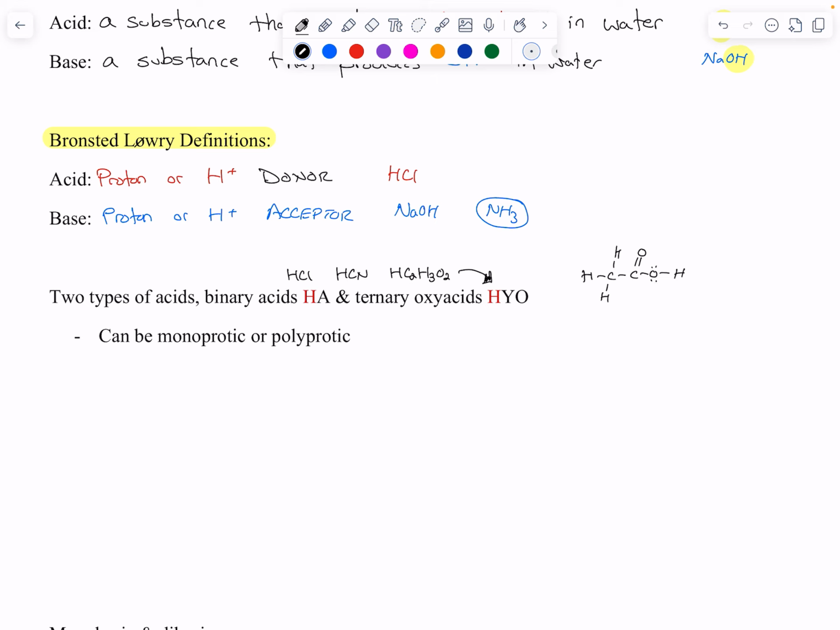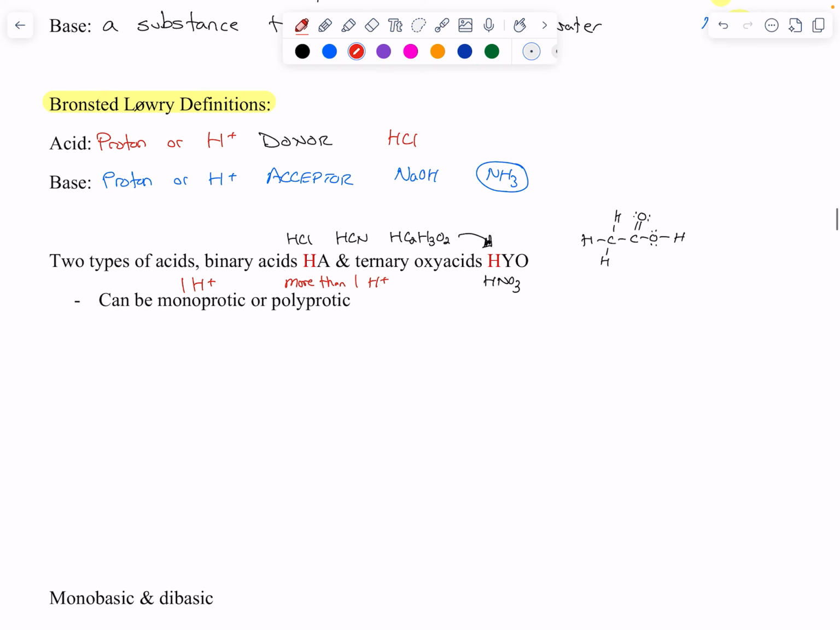And so, if I draw some lone pairs, these would be like HNO3. And they can be monoprotic, which means one H plus, or polyprotic, more than one H plus.